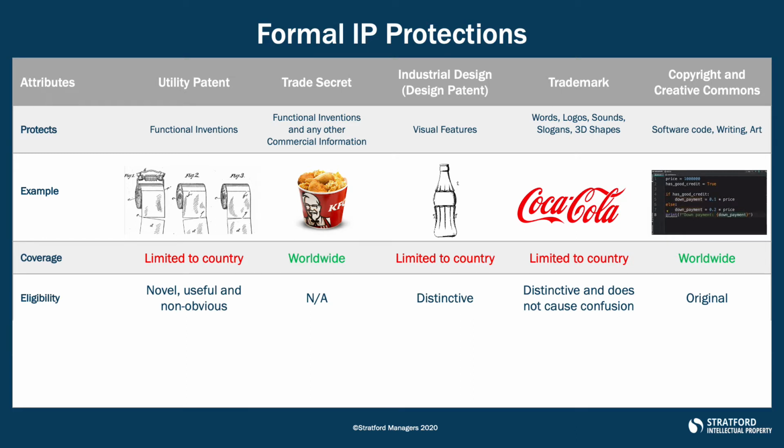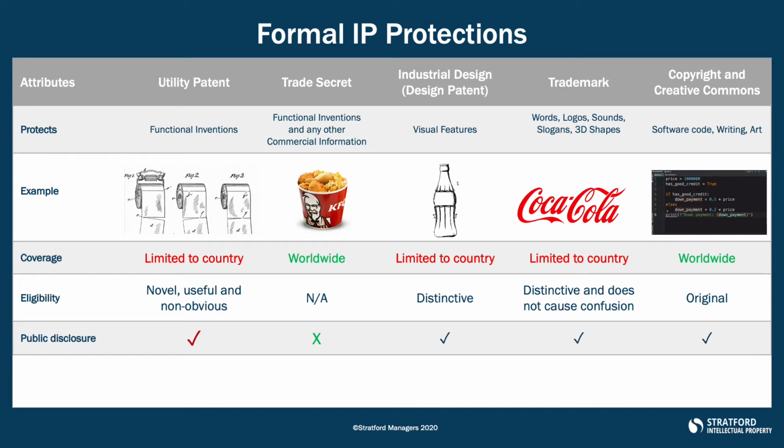In terms of eligibility, a utility patent will only be issued if the invention is deemed novel, useful, and non-obvious by a patent examiner. On the other hand, there are virtually no restrictions on when you can protect with a trade secret. Industrial designs need to be distinctive. Trademarks need to be distinctive in association with the goods and services, and they cannot cause confusion with existing trademarks. And to own a copyright, it needs to be original work.